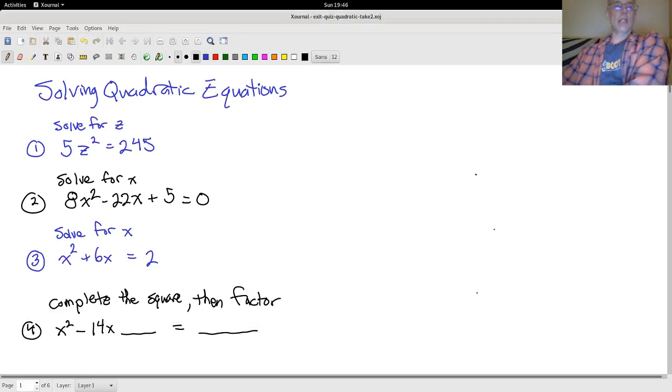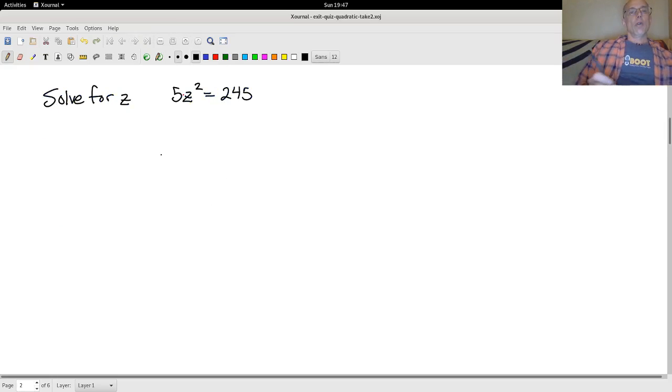Solving quadratic equations. So I have a few quadratic equations I want to mess around with here. This is related to using square roots, completing the square, and the quadratic formula. First, we have to solve for z in the equation 5z squared equals 245.